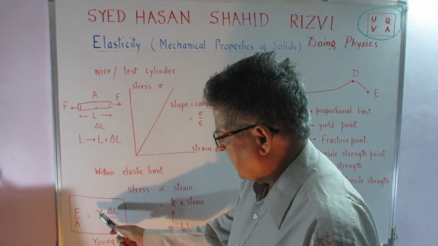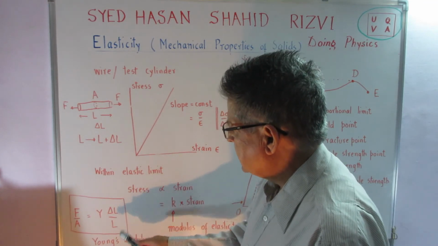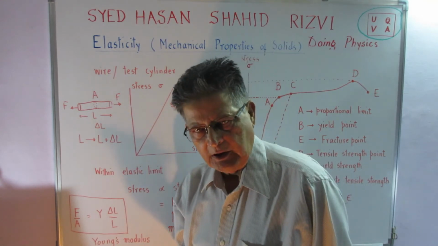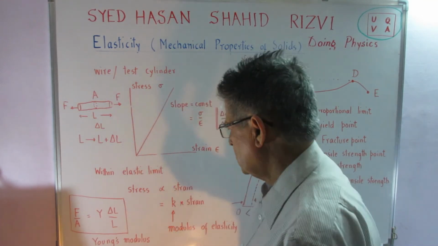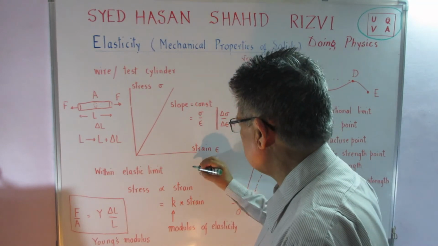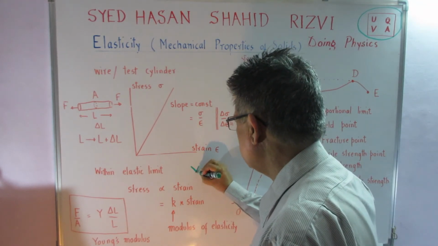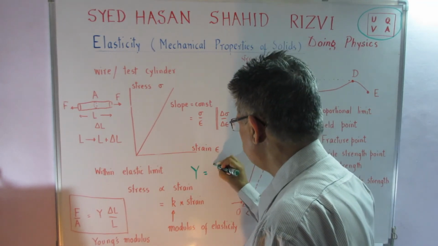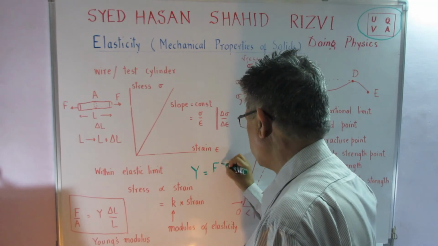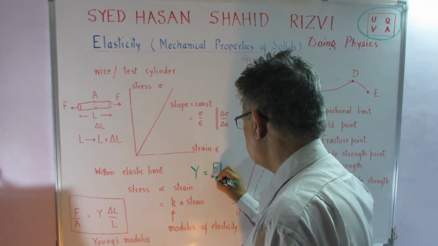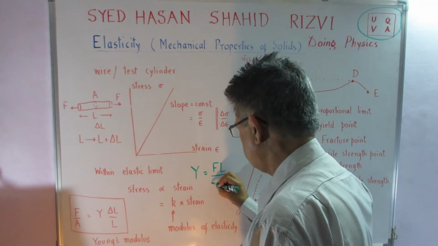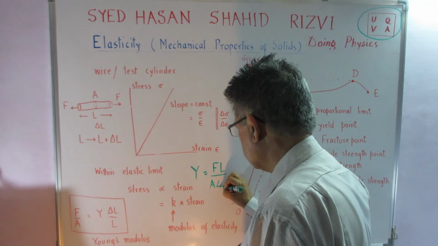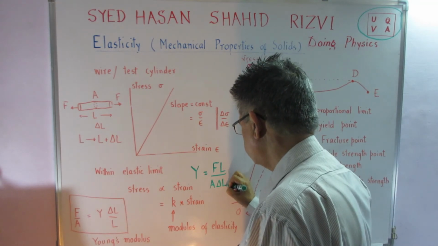So I get F upon A is equal to Y delta L upon L, where Y is called the Young's modulus of elasticity for the tensile case. So my Y, the Young's modulus, is equal to F into capital L upon A into delta L.